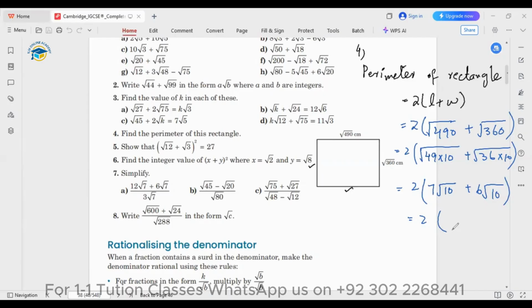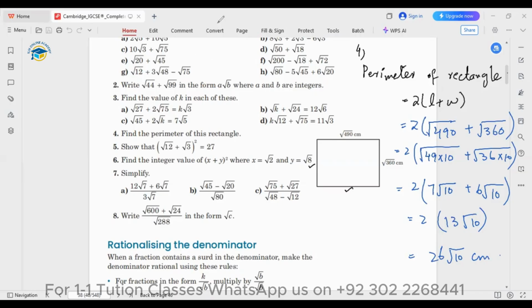So 7 and 6 will be 13√10. Multiplying 13 with this 2, this will be 26√10, and this will be in centimeters as well, because it's the perimeter of the rectangle. So this will also be in centimeters. So that's part number 4 for this exercise. Hope this is fine as well.